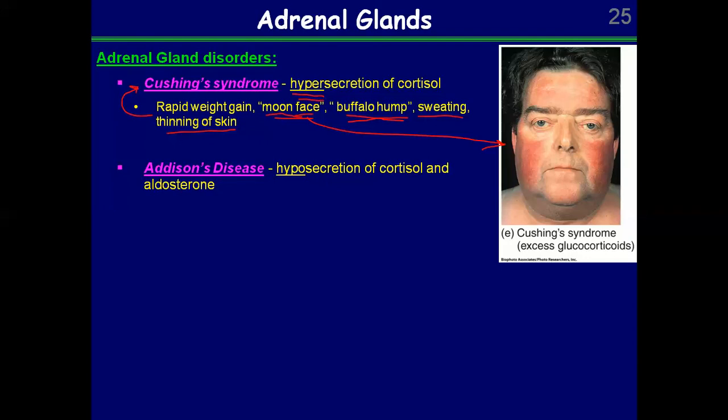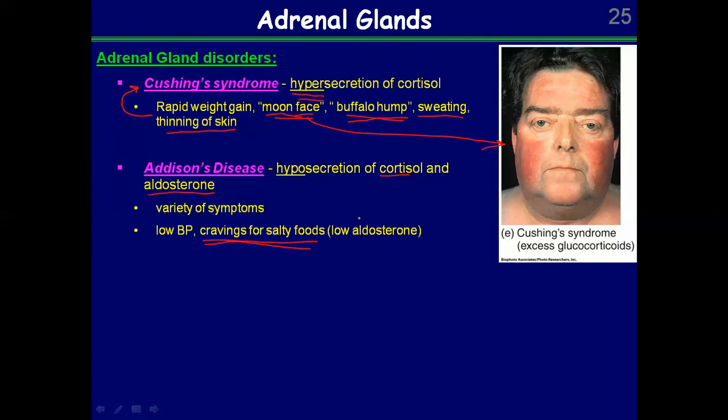Addison's disease is a low production of cortisol and aldosterone. Addison's disease has a variety of symptoms. One of them, which is interesting, is cravings of salty foods. So remember the function of aldosterone. Aldosterone retains sodium. Well, if you don't have enough aldosterone, you lose sodium. And when the body loses excessive amounts of sodium, you'll start to crave salty foods.